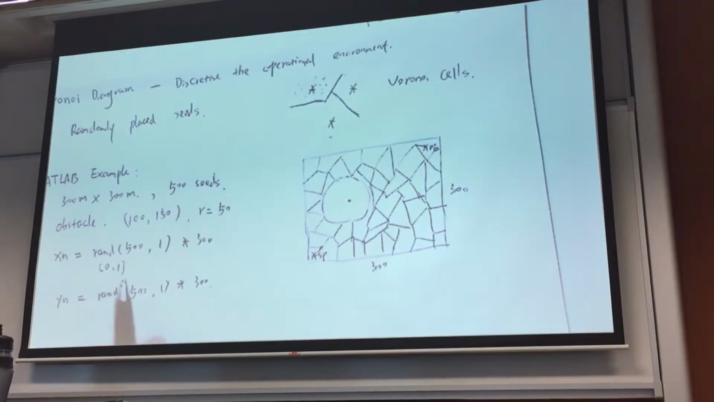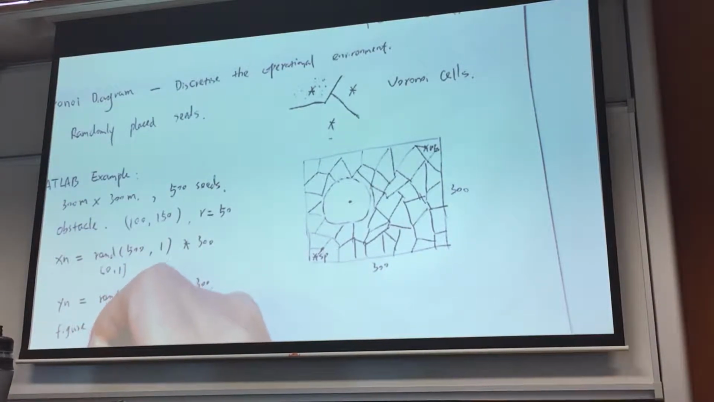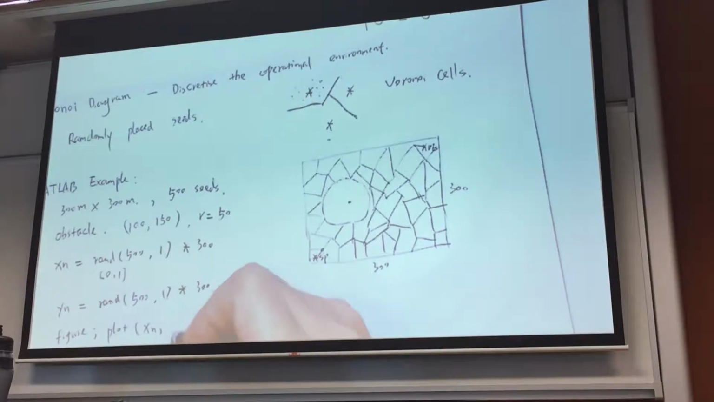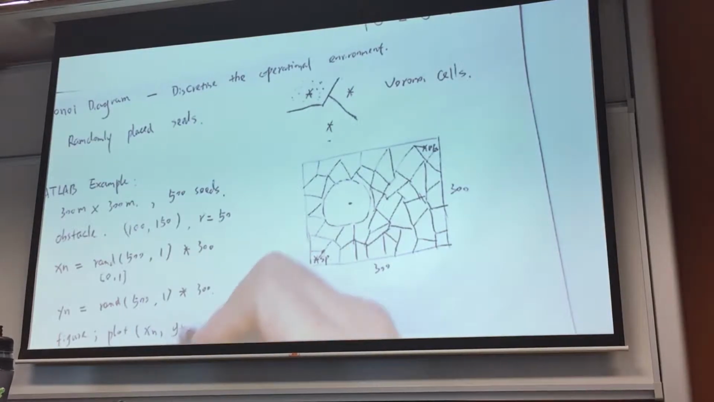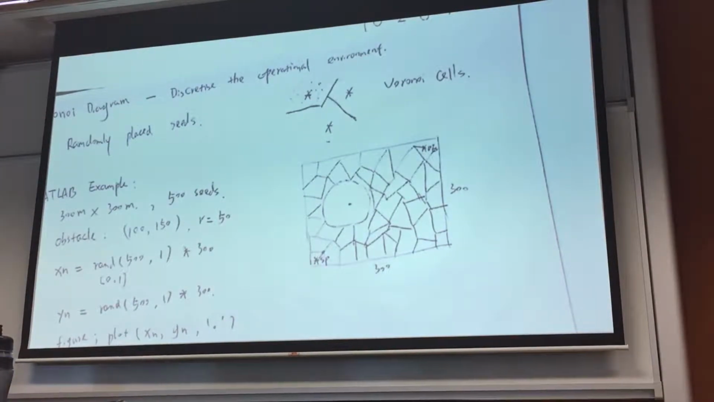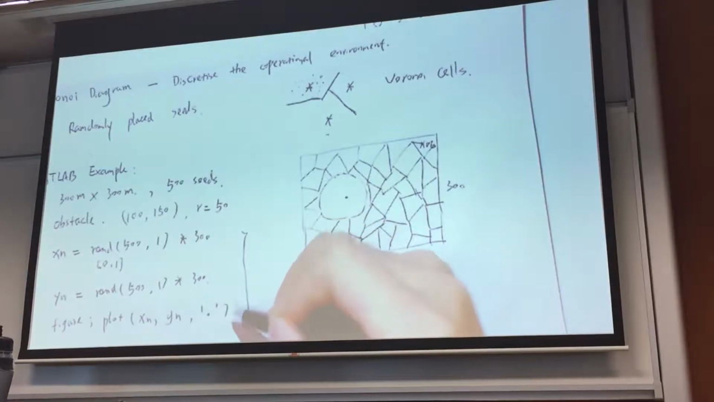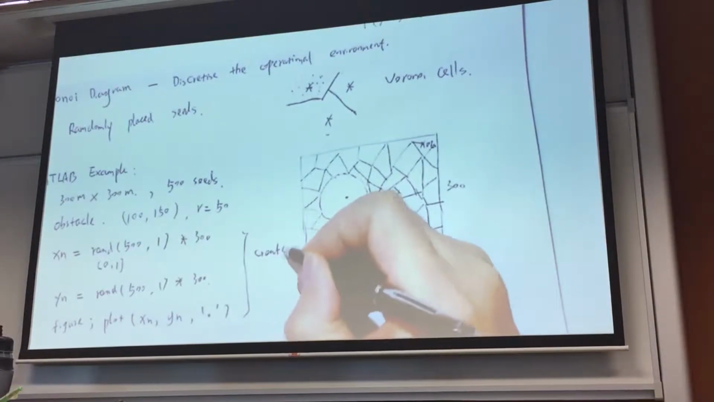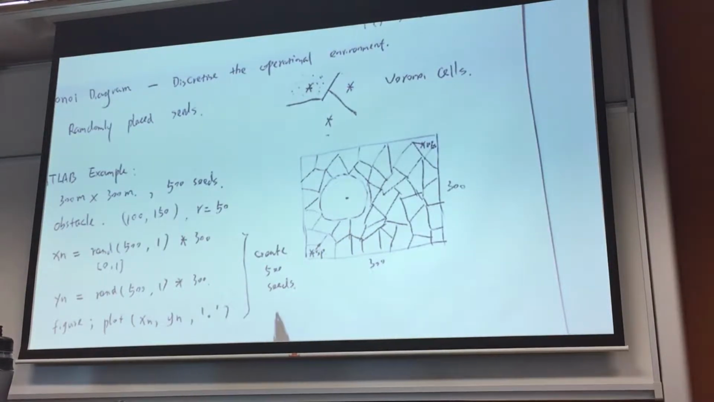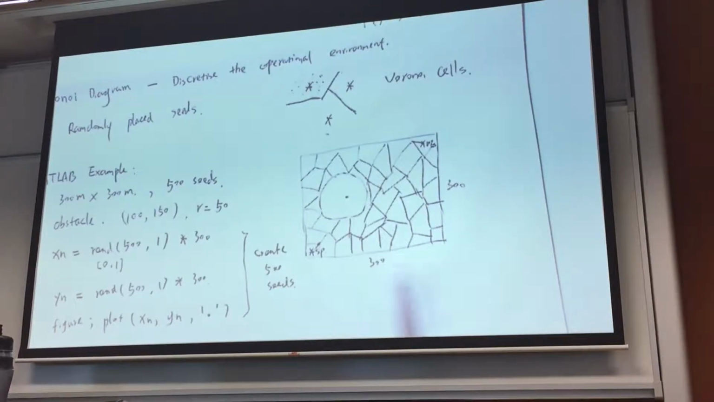Now if you plot this, you will get the random points. We can just use a figure command, then we plot xn, yn, the coordinates, and assume we use a dot to represent all these points. So you can plot all these seeds. These are the commands to create the 500 seeds randomly distributed between 0 and 300.